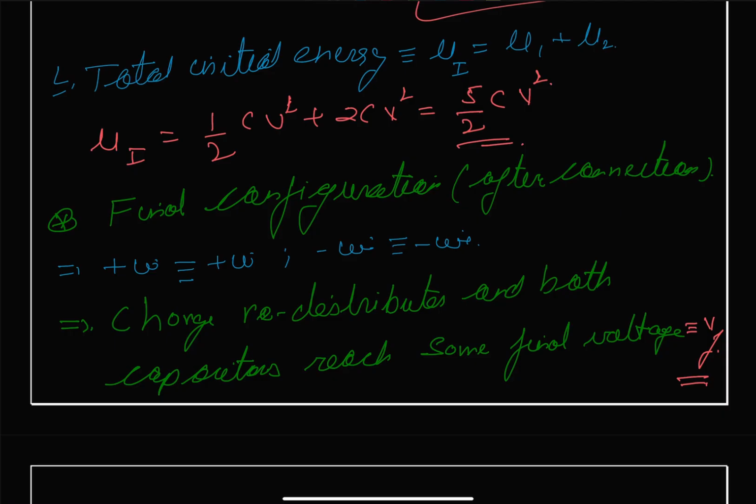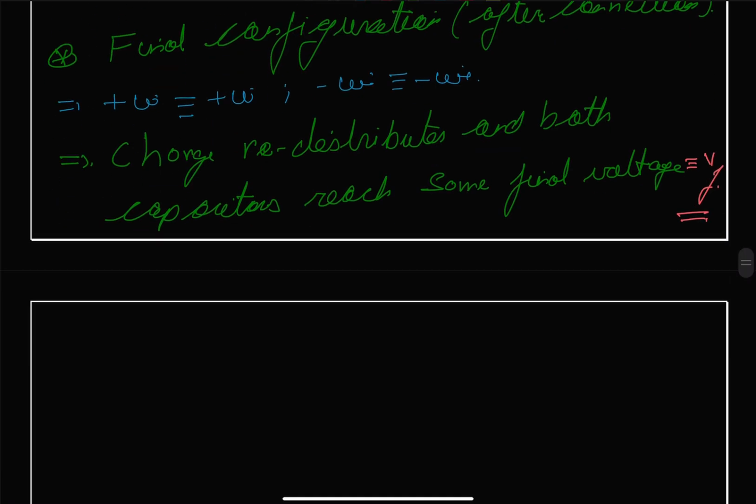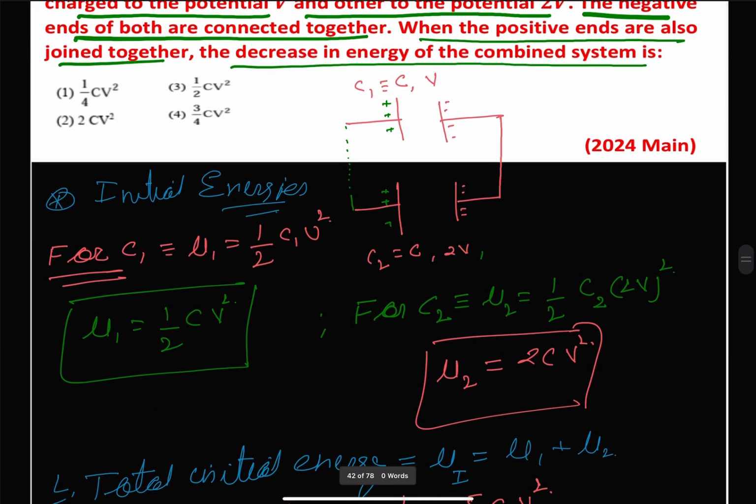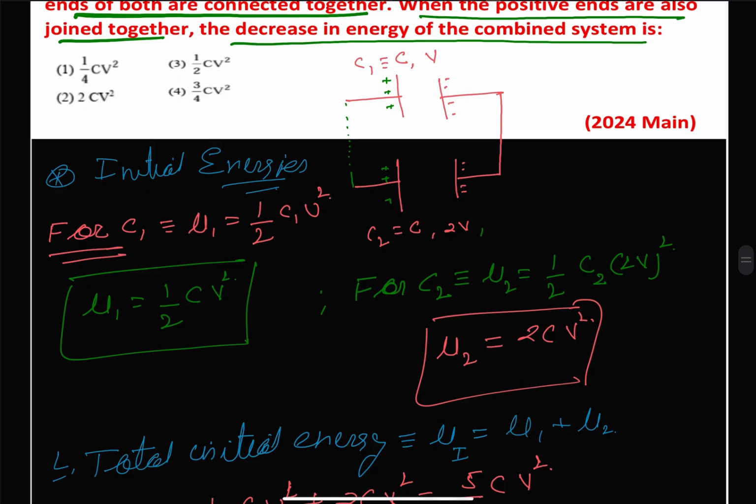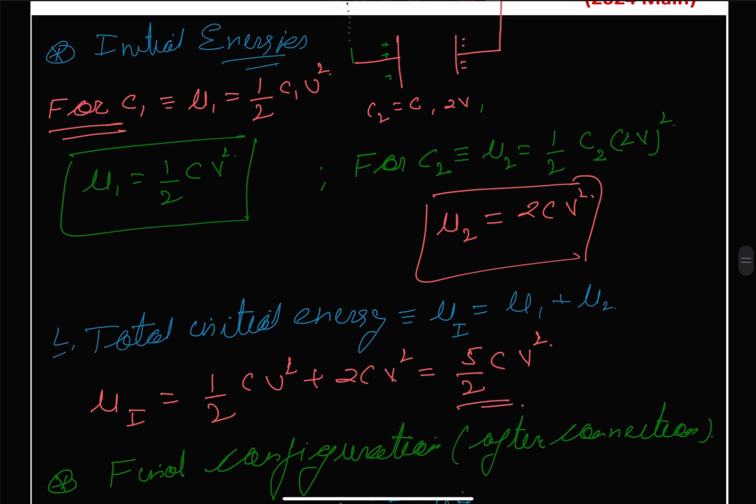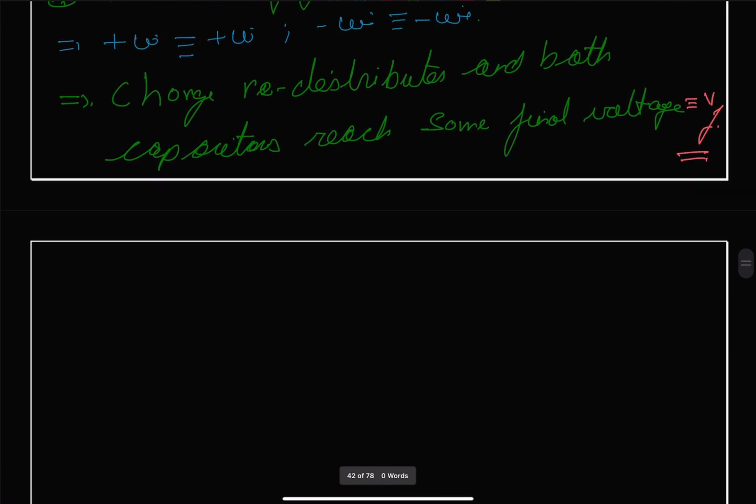So total charge, or we can say by conservation of charge, we can write that for C1 initial charge, let's suppose that Q1 will be equal to C multiplied by V, and for C2 total charge, let us suppose that is Q2 will be equal to C multiplied by 2V. So total initial charge will be equal to 3 CV.